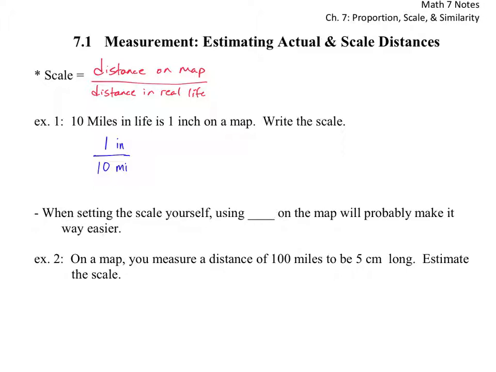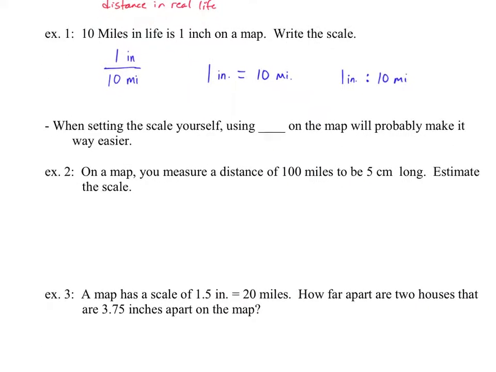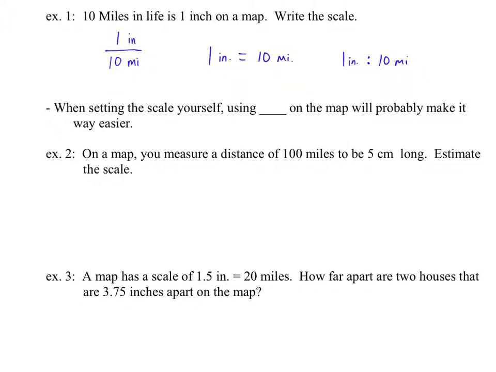If you have the same units, you don't have to put units in. If it's 1 inch on the map is 10 inches in real life, you're fine. But if you have different units, you do need to write them in. Now we could write the ratio that way. Probably the more common way you'll see it is 1 inch equals 10 miles, or maybe 1 inch colon 10 mi. And by the way, you need to do mi for miles. Just a single lowercase m stands for meters. So mi for miles every time.